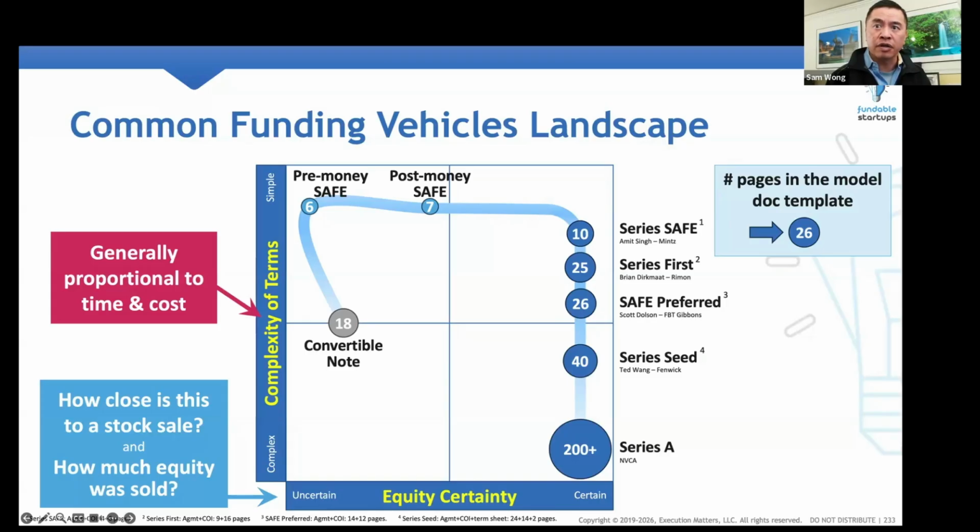So to get things done quickly, probably do a post-money safe. But once you start raising more than $500,000 or so, or even once you raise more than $100,000, you may want to consider doing the Series Safe or the Series First in the upper right-hand corner of this 2x2 matrix. But again, it all comes down to a situation-by-situation basis. And if I had a chance to dig into the details of your situation, I might have a different opinion.